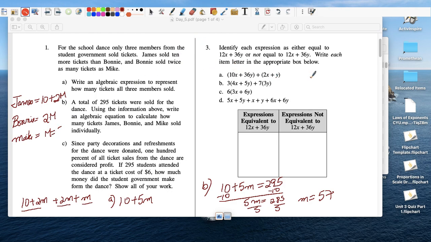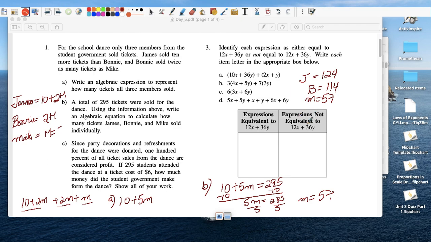Right, so I'll write here, Mike is M, so he's 57. Bonnie was twice whatever Mike sells, is 57 times 2, which is 114. And then James was 10 more than Bonnie. So Bonnie sold 114, so 10 more than that would be 124. That's how many tickets each sold.